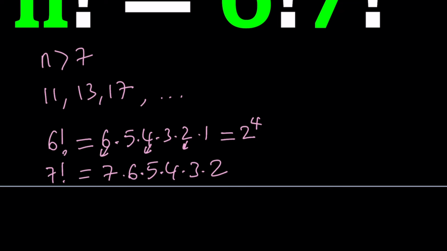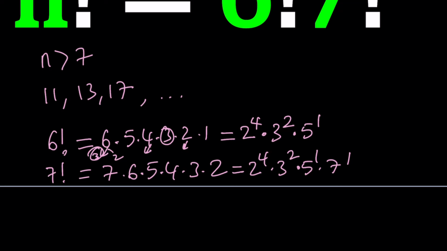And then if you look at the 3's, there's a 3 here and a 3 here. So that should give us two 3's, or 3 to the second power. And then if you look at the 5, there's only 1. And that's basically it for 6 factorial. In other words, we found the prime factorization of the number. Let's do the same thing for 7 factorial. Just notice that 7 factorial contains 6 factorial. The only difference is 7. So we can write this as 2 to the fourth, 3 to the second, 5 to the first, and 7 to the first. Make sense?